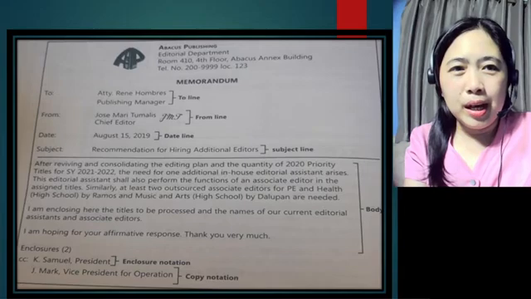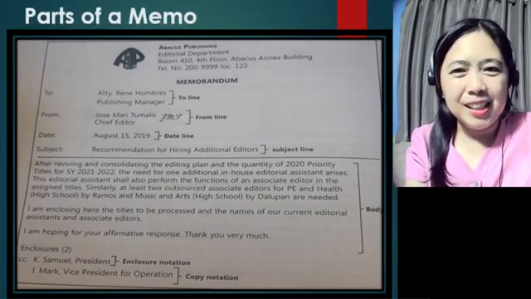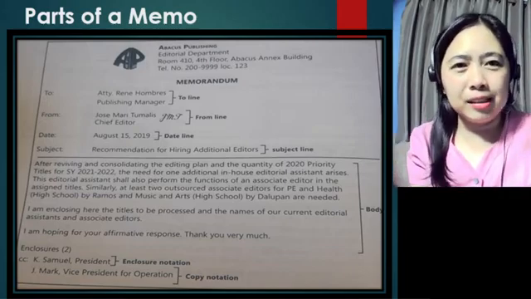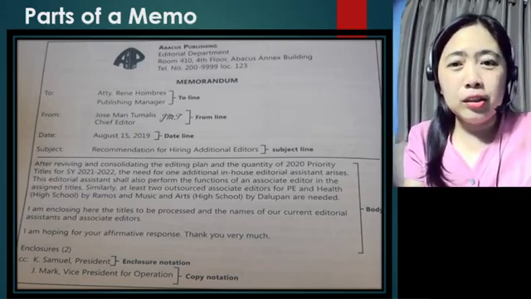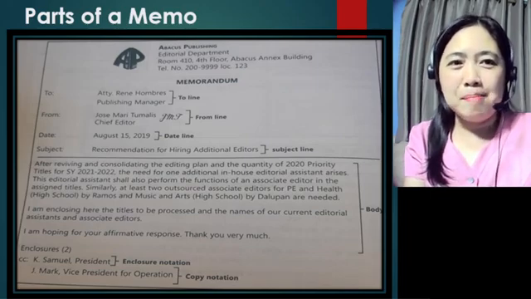Okay, so we have here the parts of a memo. You noticed, unlike the resume or the cover letter, that you don't need to write the word memorandum, right? But here we have memorandum.